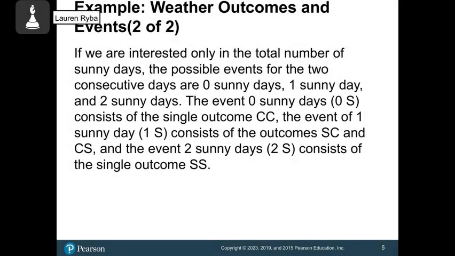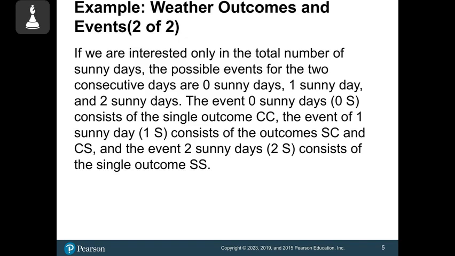The second part asks about us only looking at the number of sunny days. If we look at it that way, we can either have no sunny days, 1 sunny day, or 2 sunny days. No sunny days would happen when we have cloudy, cloudy. 1 sunny day would happen on the cloudy, sunny, or sunny, cloudy days. And then 2 sunny days would happen when they're both sunny, sunny.